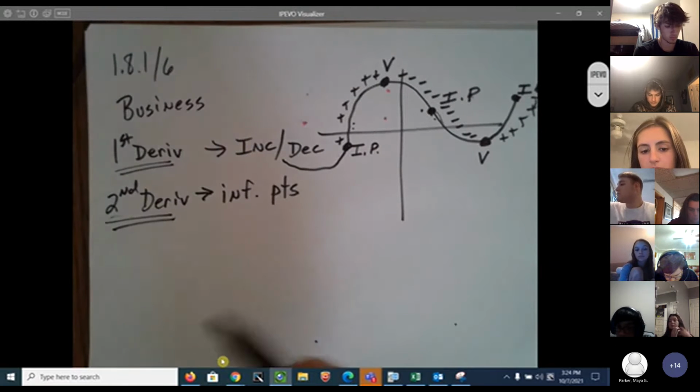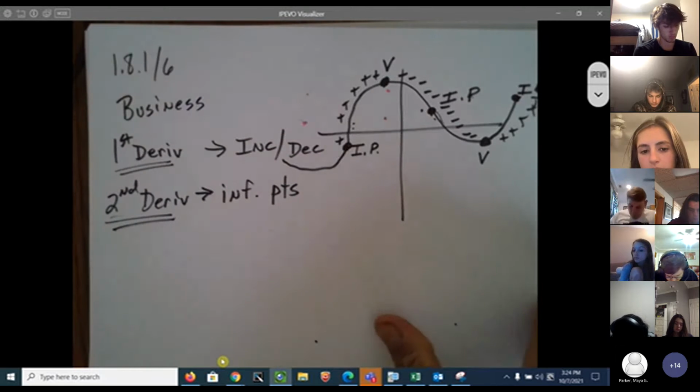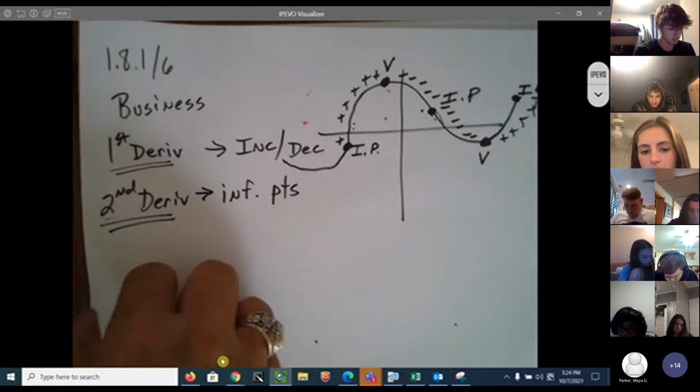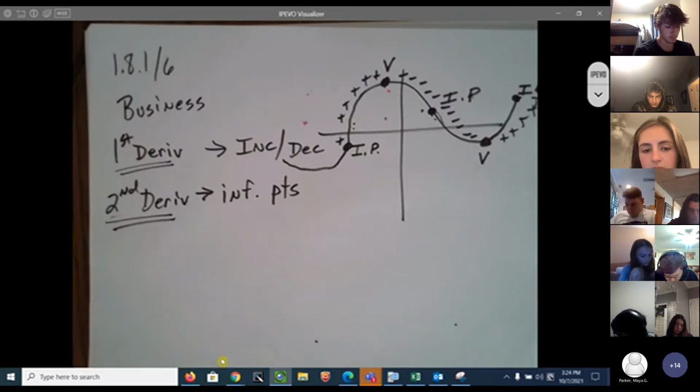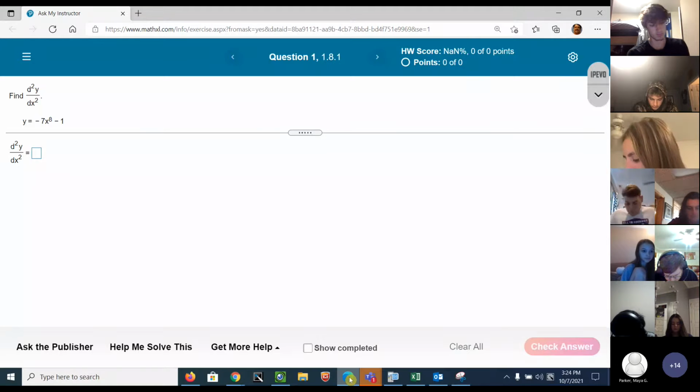So that's where this is going, first, second, third. Where really you don't need past the second, but they want you to learn how to do all of them. So in this case, it is y equal to negative 7x to the 8th minus 1.